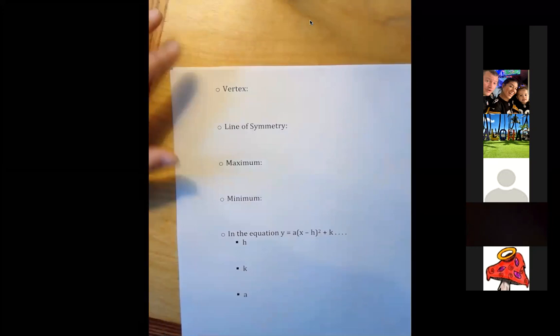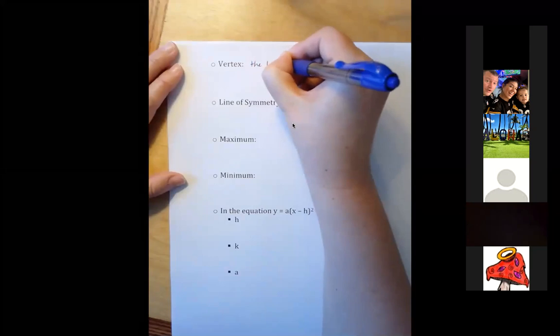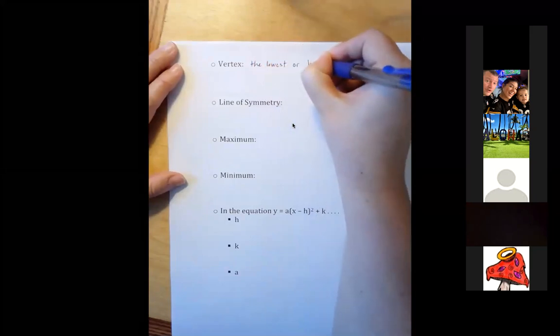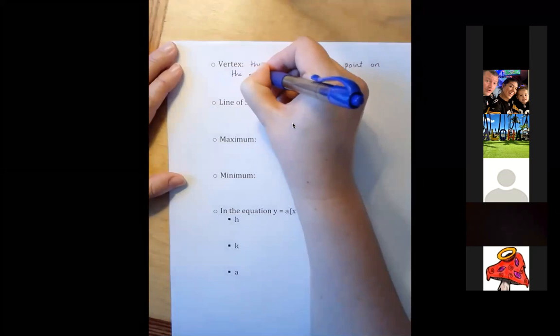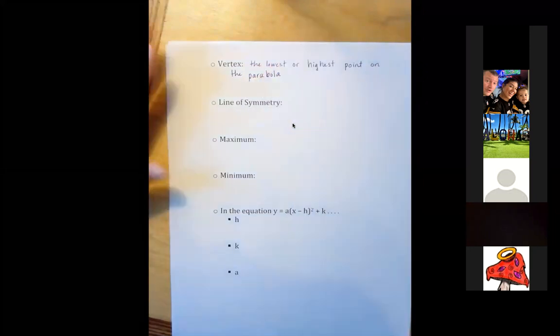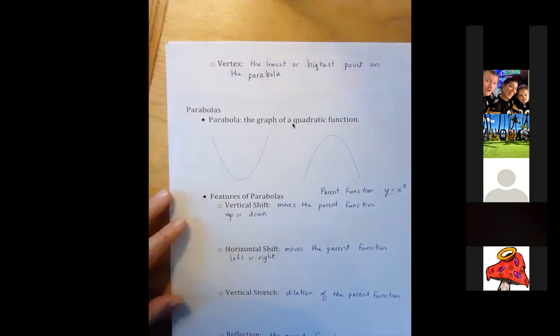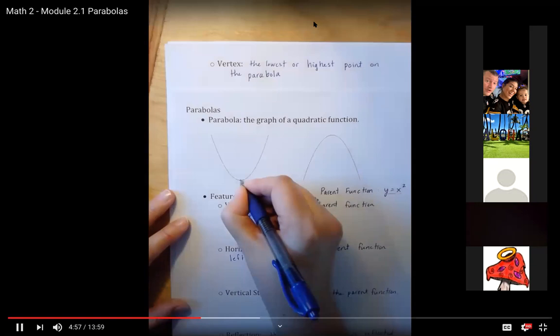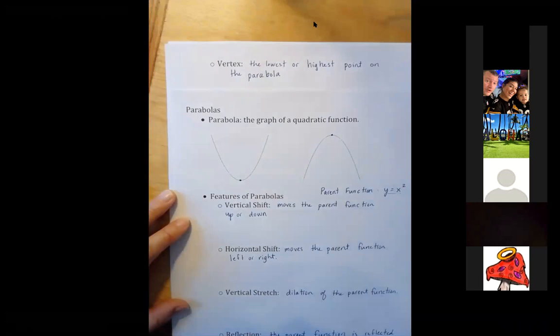The vertex is the lowest or highest point on the parabola. Because parabolas are U-shaped, it means they always have a top or a bottom. And so the vertex is the name we give to that top or bottom. And if we look back at the previous page, this shaped parabola has a bottom, and this shaped parabola has a top.